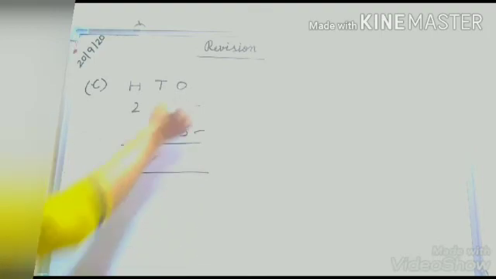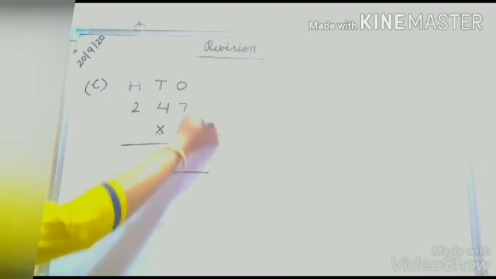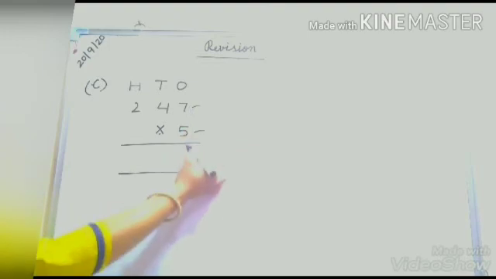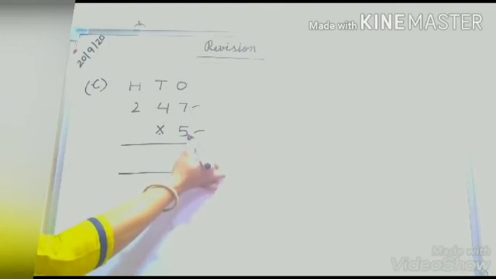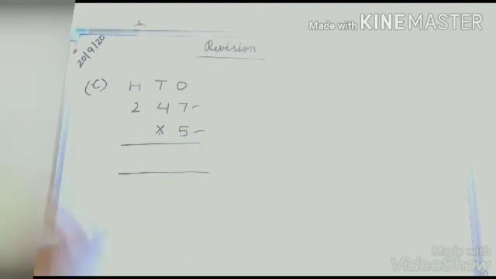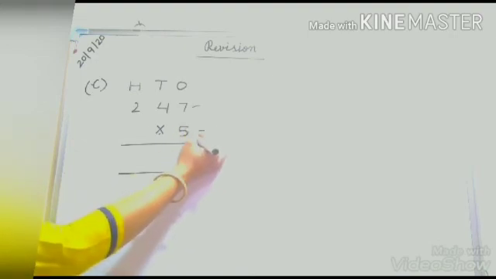Okay, let's start multiplication from the ones place digit. Here the ones place digit is 7 and we have to multiply it with 5. Children, for multiplication you have to remember tables very nicely. Otherwise it is very difficult for you to do multiplication and division. So you all remember tables at your home very properly.